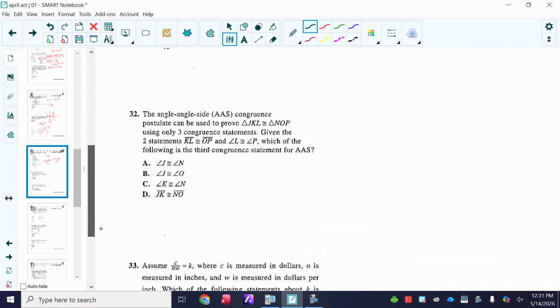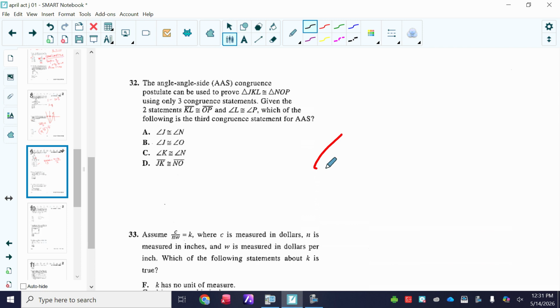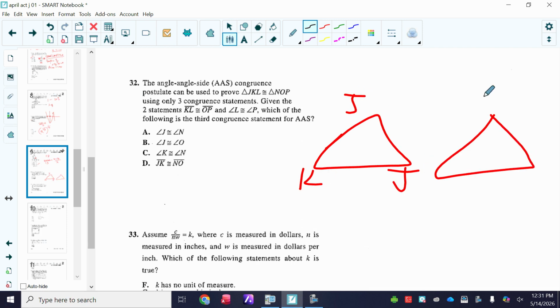Law of sines. This one I just drew the triangle JKL and NOP. So what do they give you?